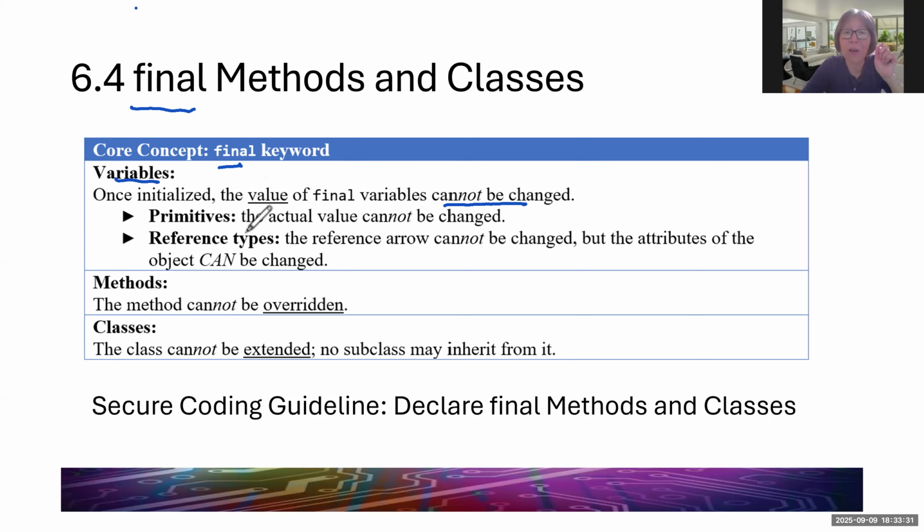Regarding the contents, in Java it depends on the data. If the data is a primitive type, then the actual value cannot be changed. But if the type is a reference type, so an object, then the reference arrow cannot be changed, but the attributes of the object can still be changed.